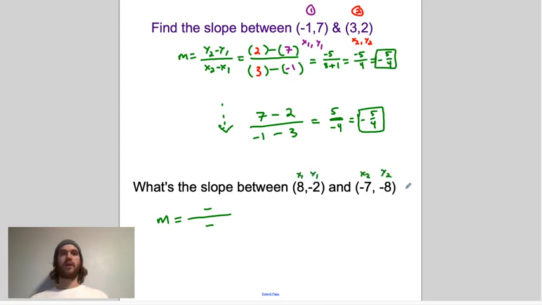Beautiful. So now we can go through and plug them in using our equation. y2 is negative 8. Make sure you copy those negative signs along, even though there's already a negative sign right here. y2 minus y1 is negative 2, divided by x2, which is negative 7, minus x1, which is 8.